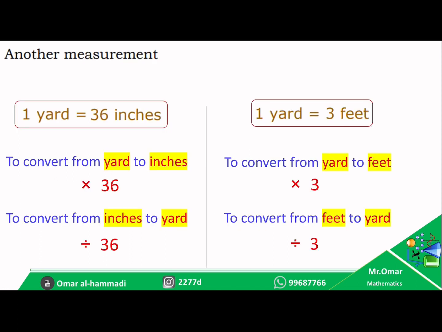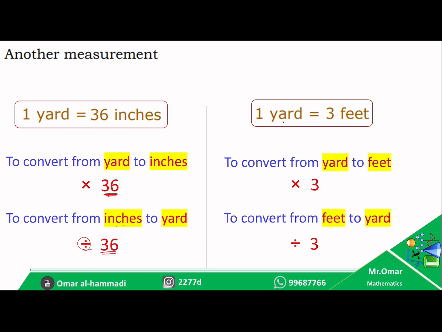And what about this also? This is from yard to inch and from yard to feet. From yard to inch, we just multiply by 36. From inch to yard, it's the opposite: we divide it by 36.